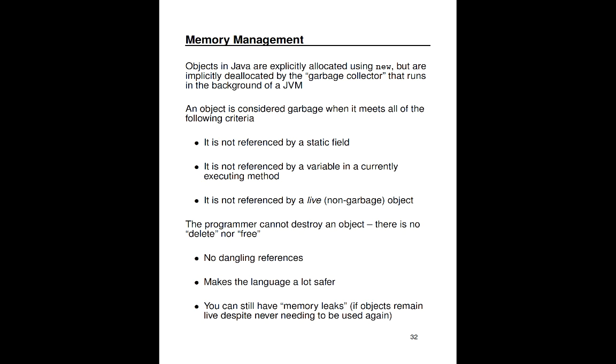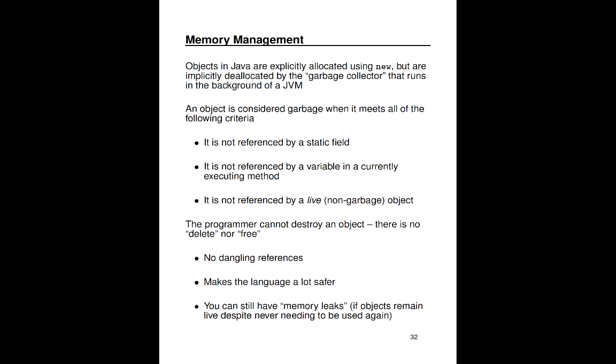A couple slides ago, I mentioned that the new operator allocates memory for an object on something called the JVM's garbage collected heap. This speaks to how memory is managed in Java. Now, if you're coming from a language like C or C++, you're used to thinking about memory allocation and deallocation. Right? In C, you use malloc and free. In C++, you create objects with new, and then you destroy objects with delete.